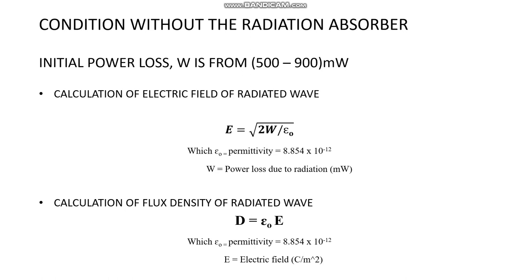After that, we are going to analyze two conditions. The first is the condition without the radiation absorber. Initially, we obtain a power loss of around 500 to 900 milliwatts, which will be used for the next calculation of the electric field of the radiated wave, where the formula for E is the square root of 2W divided by epsilon naught. The obtained value for E can then be used to calculate the flux density, where D is equal to epsilon naught times the electric field.